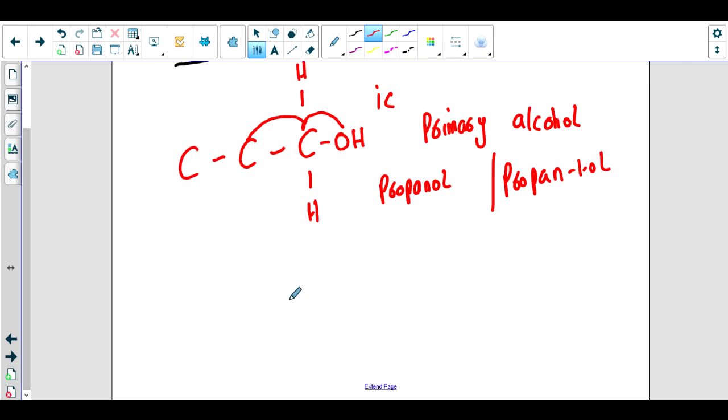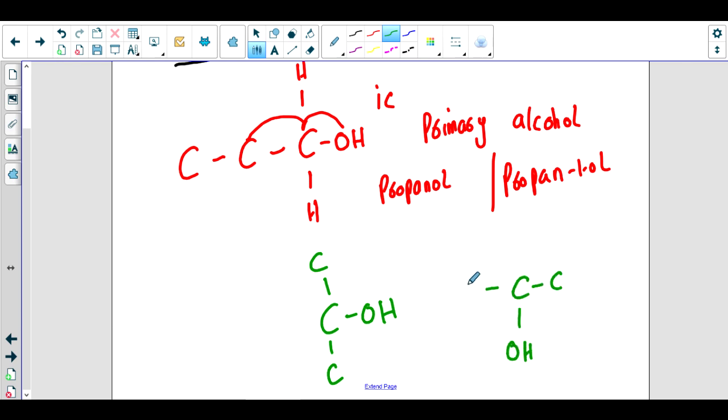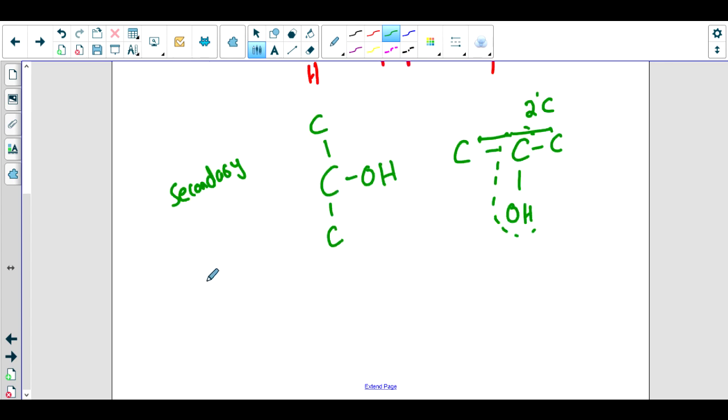Now, similarly, if the carbon which is attached to the functional group is further attached to 2 carbons, like here you have a carbon and here you also have a carbon, or if you want, you can draw it like this also. The carbon with OH is further attached to 2 carbons, so it is a 2 degree carbon, and this will be a secondary alcohol. And how do you name this? Like in the last lecture we saw propane-2-ol.